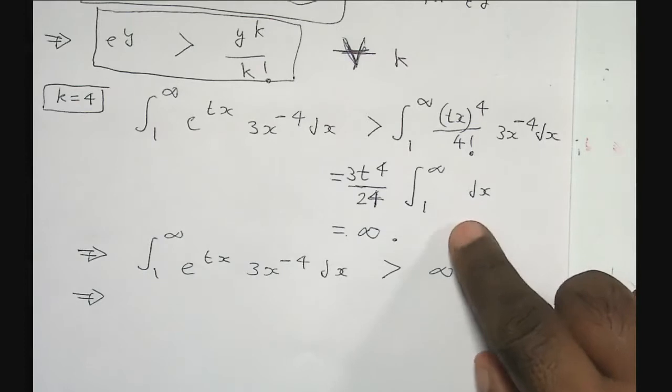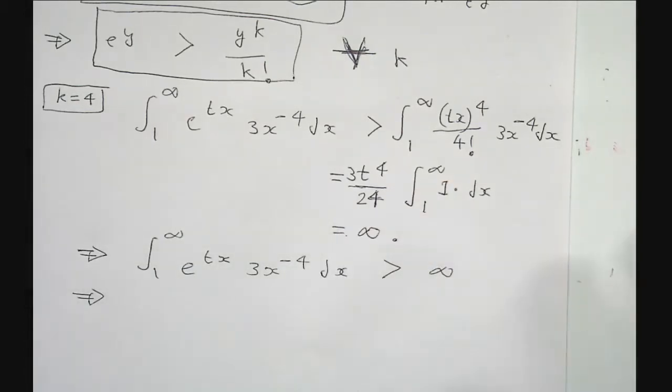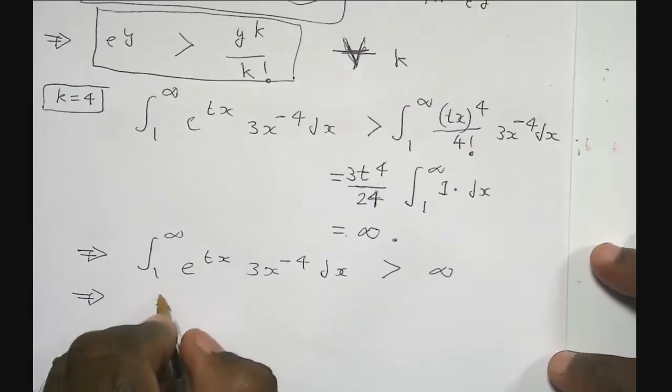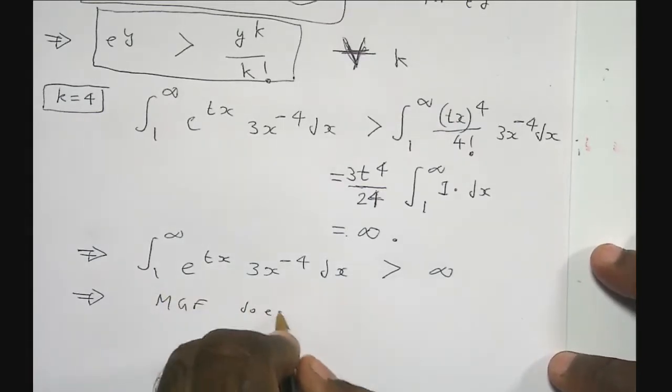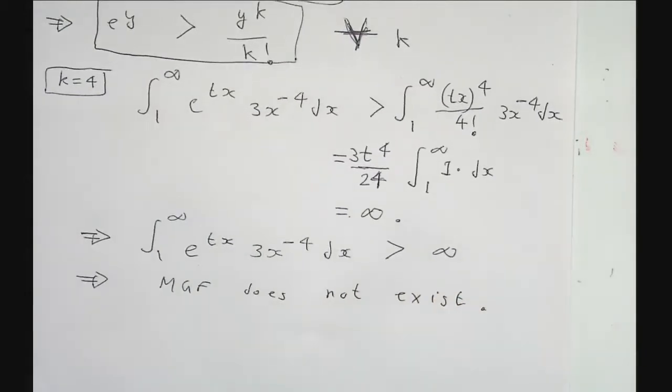So the integral of 1 from 1 to infinity is infinity, right? And therefore, we have shown that the MGF does not exist. Are you guys clear? Because nothing in the real world is greater than infinity, so if something is greater than infinity, then it must be equal to infinity. And therefore we have shown that the MGF for question 1 does not exist. Is that clear or not?